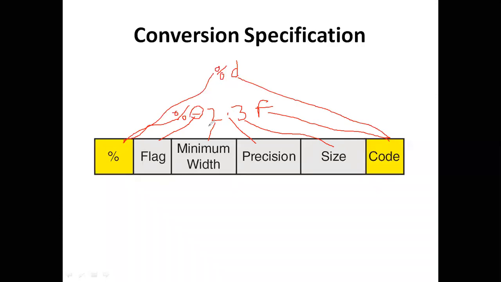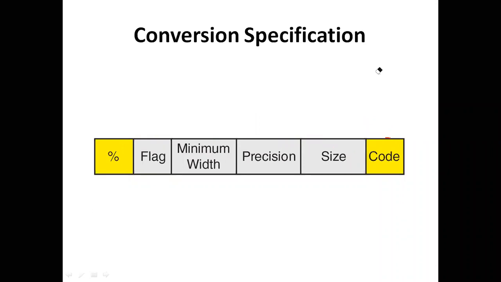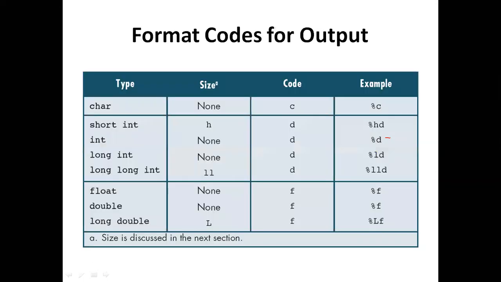Which type of thing are we going to call minimum width, and which type of thing are we going to call size, and which type of thing are we going to call precision? These are the things involved whenever we are displaying some values here. And now we are going to see what concepts are involved inside the conversion specifiers, and which type of thing we call a flag.